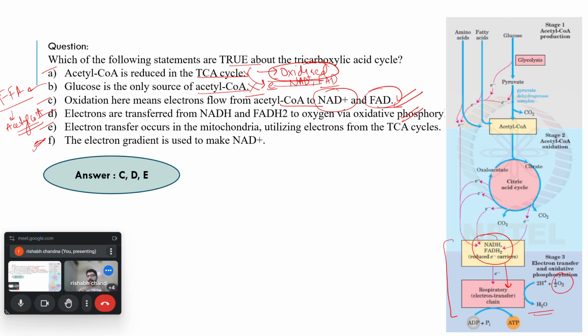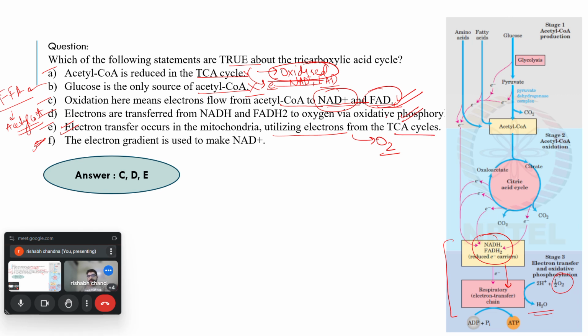Then electron transfer occurs in the mitochondria utilizing electrons from the TCA cycle. So basically, the electrons are carried with the help of NAD plus, NADH and FADH2. These enter the oxidative phosphorylation to transfer the electrons to the final oxygen molecule. So yes, this happens in the mitochondria utilizing electrons from the TCA cycle.